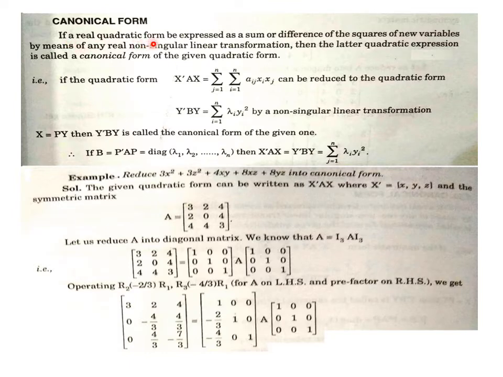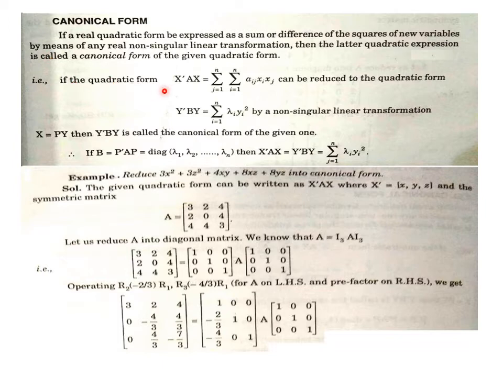Let's define it. If a real quadratic form can be expressed as a sum or difference of the squares of new variables by means of any real non-singular linear transformation, then the latter quadratic expression that we find after that transformation is called a canonical form of the given quadratic form. So a quadratic form will be given and we have to use some real non-singular linear transformation, and using that we will find the sum or difference of certain squares of new variables. Then that will be termed as a canonical form.